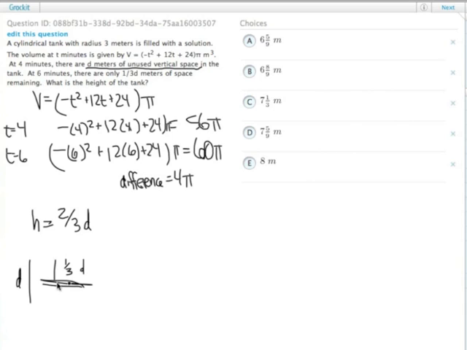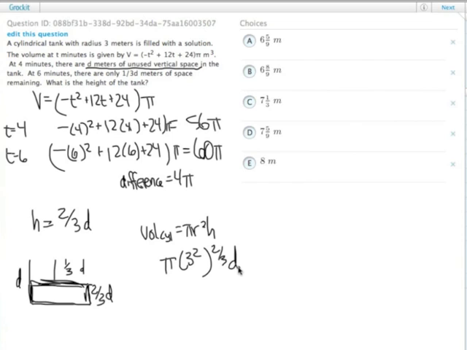So the water that filled up in the meantime, in these 2 minutes between t equals 4 and t equals 6, is 2/3 d. We can now figure out the volume of this cylinder of water that it just filled up in that 2-minute period. Remember, the volume of a cylinder is pi r squared h. The radius of the cylinder is the radius of the tank, so that's 3 squared, and the h is going to be 2/3 d. And we know that equaled 4 pi from this difference.